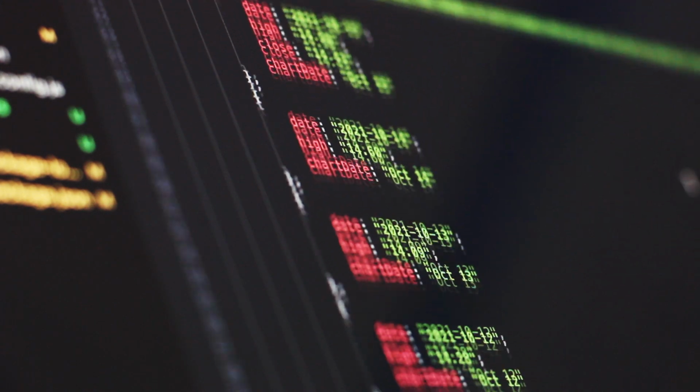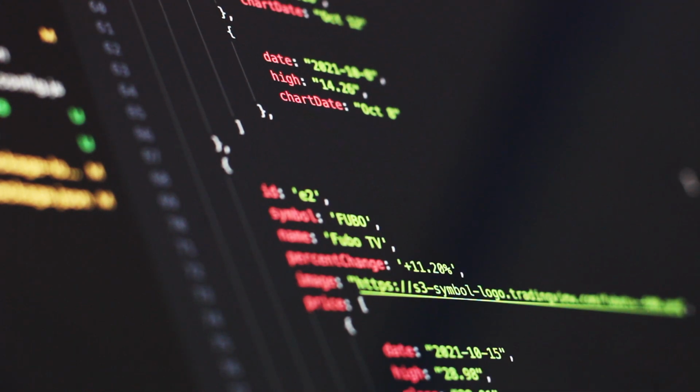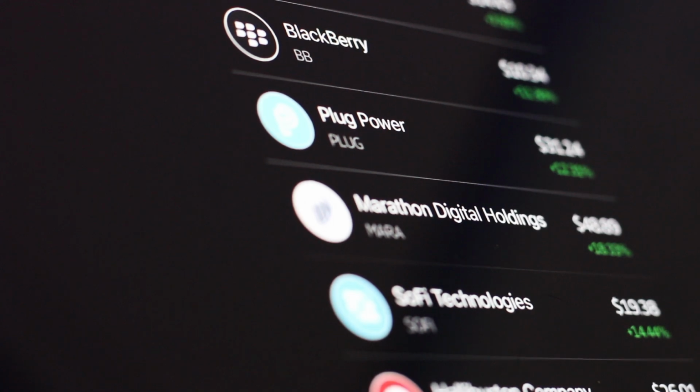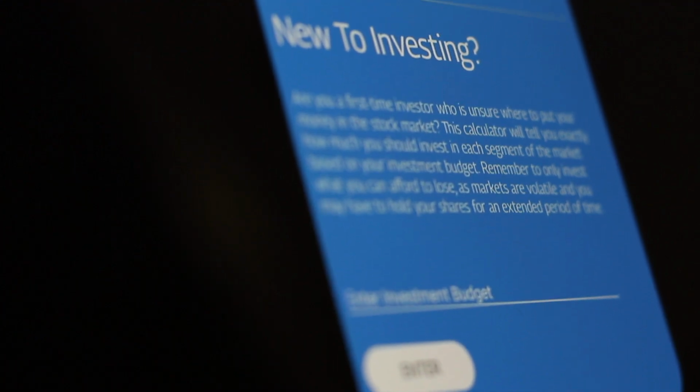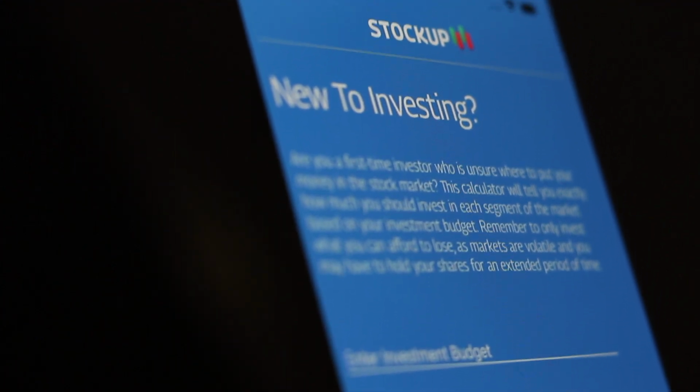StockUp also provides a calculator feature where users can enter their investment budget and it will advise them how and where they should invest their money, but more on that later.